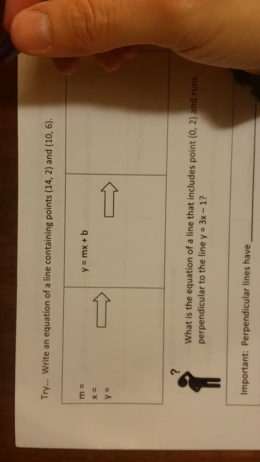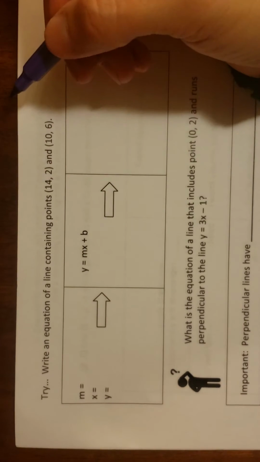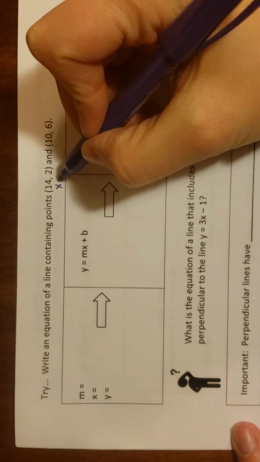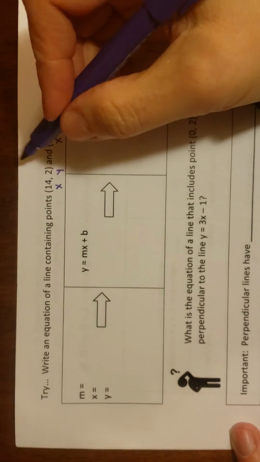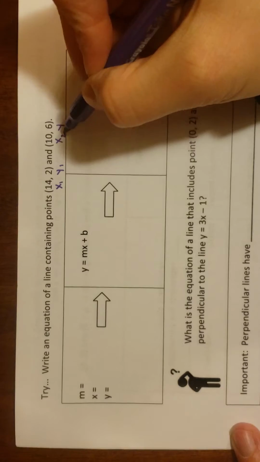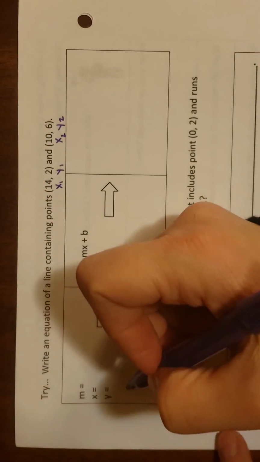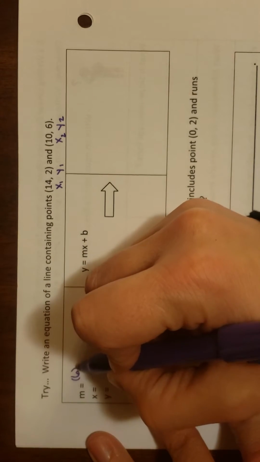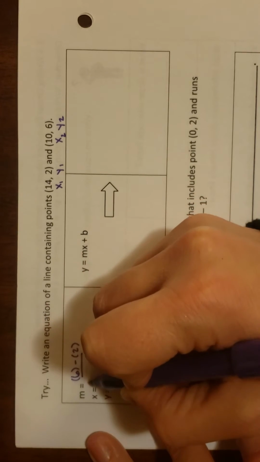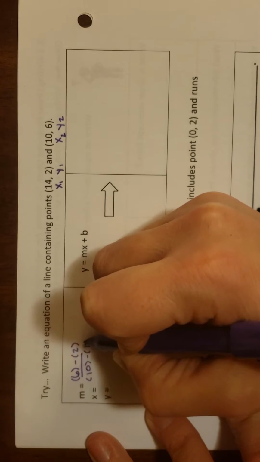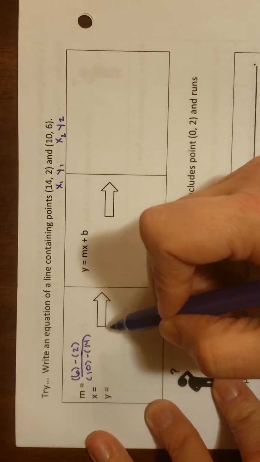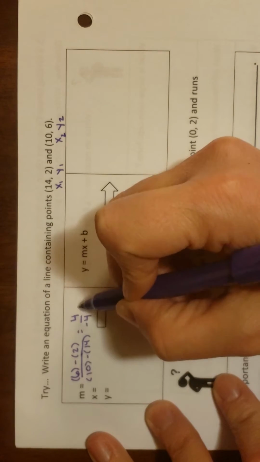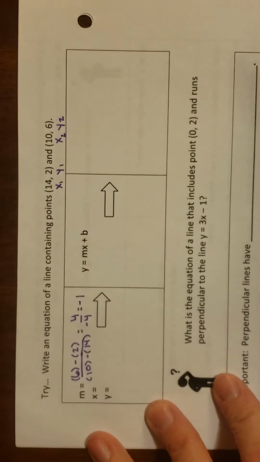So we are going to write an equation of this line, including 14, 2 and 10, 6. So remember, this is x and y, x and y. Here's the first one. Here's the second one. Okay, so our slope isn't given to us, but we can find it. 6 minus 2 over 10 minus 14, because it's y2 minus y1 over x2 minus x1, right? 6 minus 2 is 4. 10 minus 14 is negative 4. Anything over itself is 1, and this is negative.